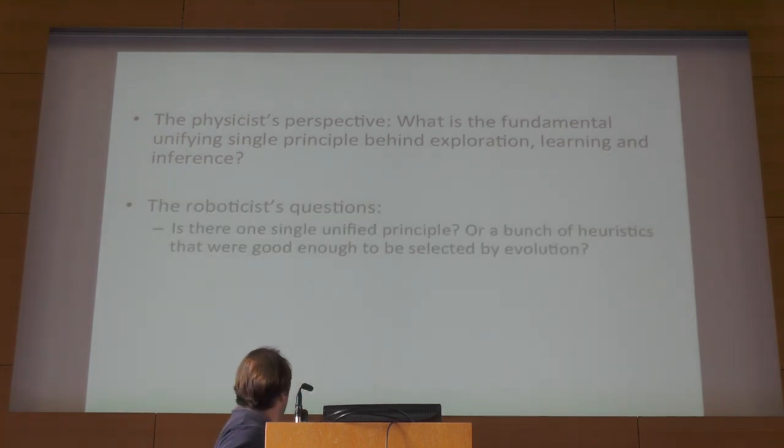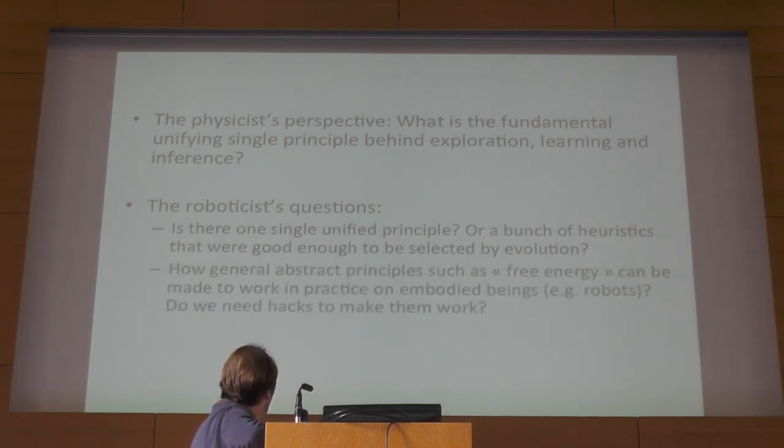But then, when the roboticist is looking at this from the point of view of playing with practical things, one question is: what is the underlying motivation for thinking that there might be one single unified principle, instead of a bunch of heuristic principles that were selected by evolution? And by the way, as the world is continually changing, they are not optimal, they are just good enough to be there in biological organisms. So how can we play with this other perspective, how can we reconcile these views?